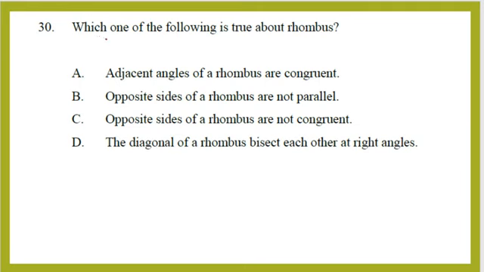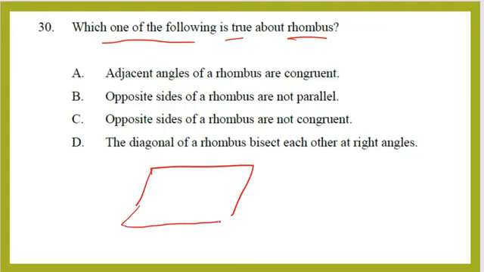What does question number 30 say? Which one of the following is true about a rhombus? First, before we choose a choice, let us see the properties of a rhombus. Rhombus, it is a 4-side figure. Again, it is a quadrilateral. Necessarily, in case of rhombus, all the sides are equal. And like that of parallelogram, opposite sides are parallel and congruent also. And opposite angles also congruent.